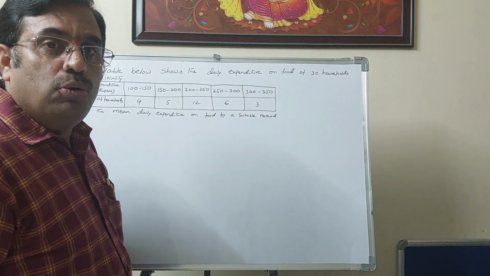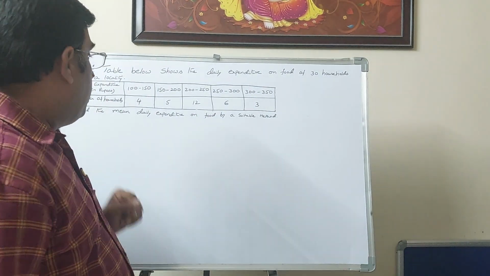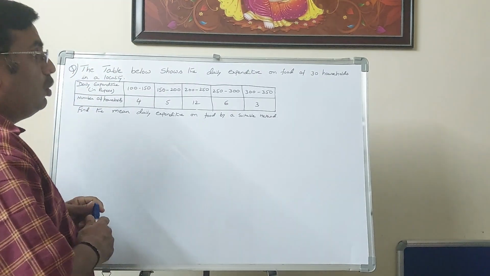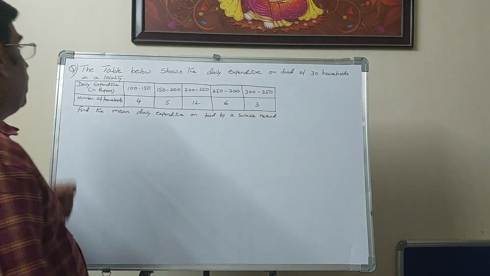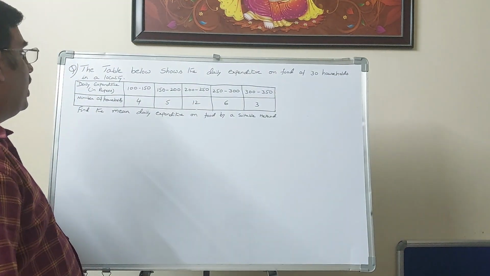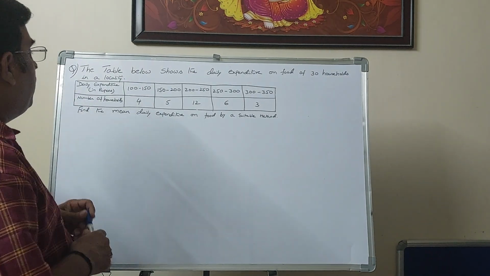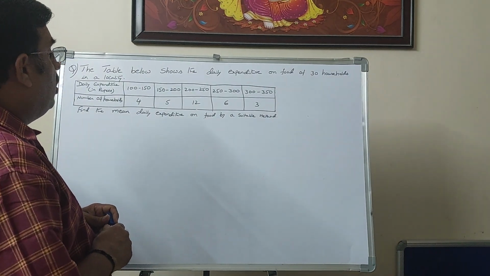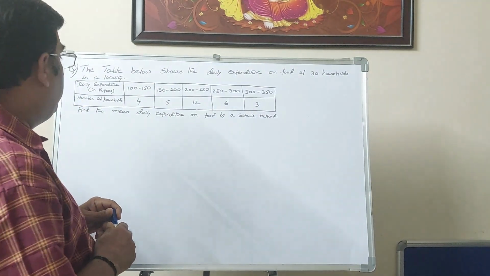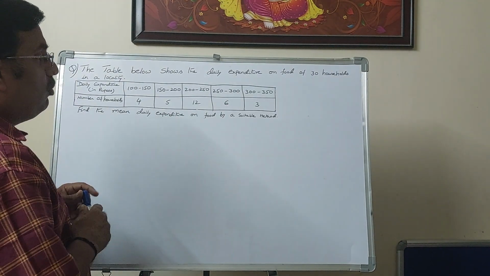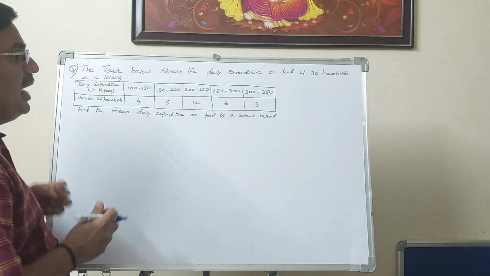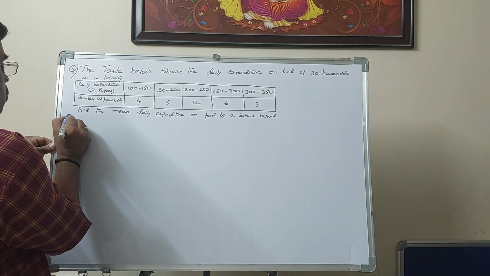Today we are going to discuss a problem on statistics: how to find the mean. So this is the question we are taking now. The table below shows the daily expenditure on food of 30 households in a locality. Daily expenditure in rupees: 100 to 150, 150 to 200, 200 to 250, 250 to 300, 300 to 350. Number of households are 4, 5, 12, 6, and 3. Find the mean daily expenditure on food by a suitable method. This is the solution.